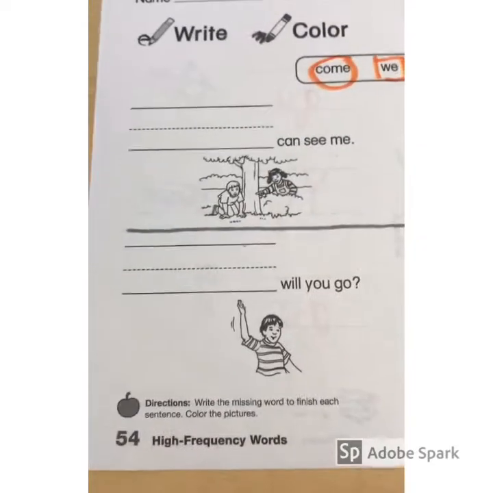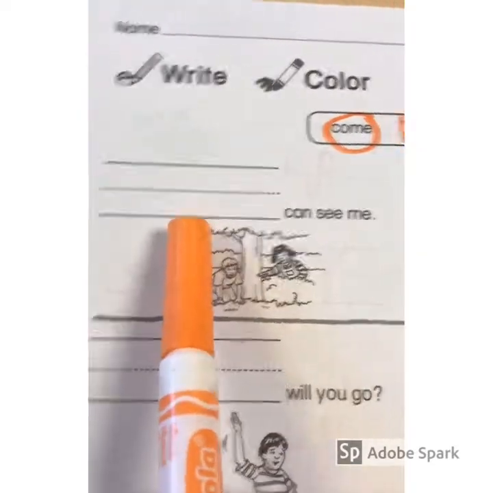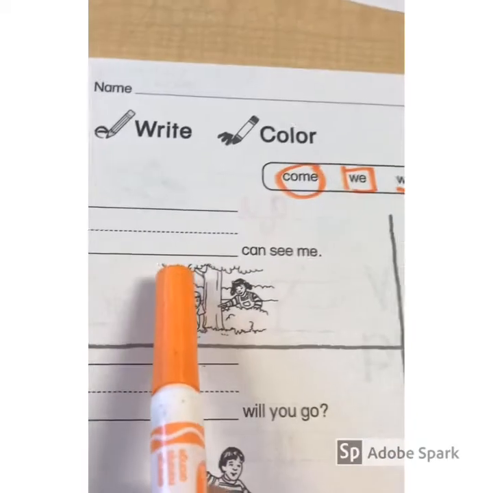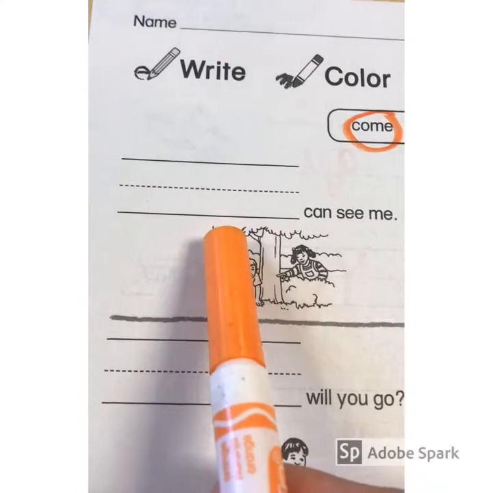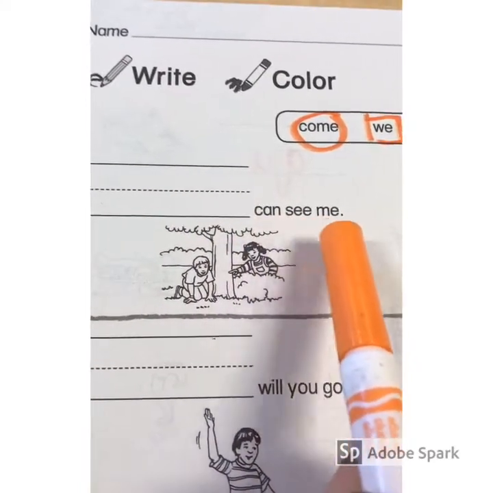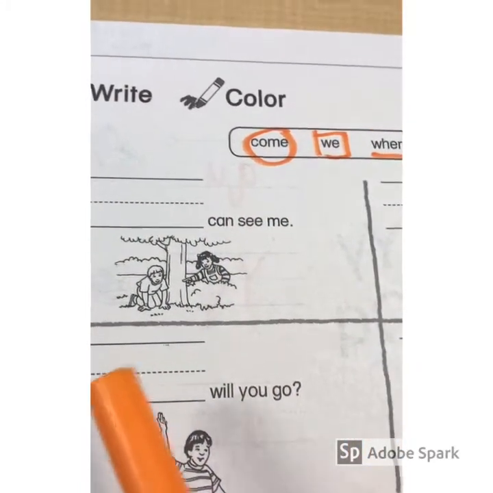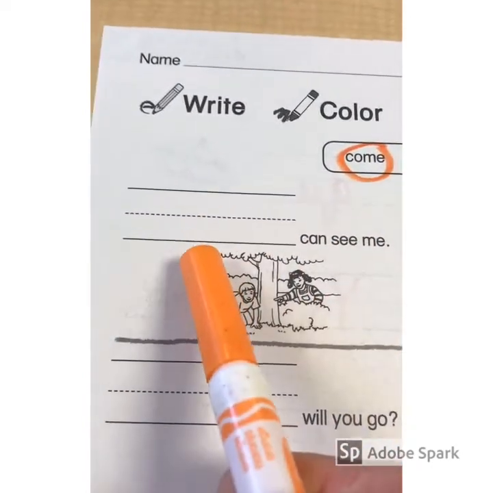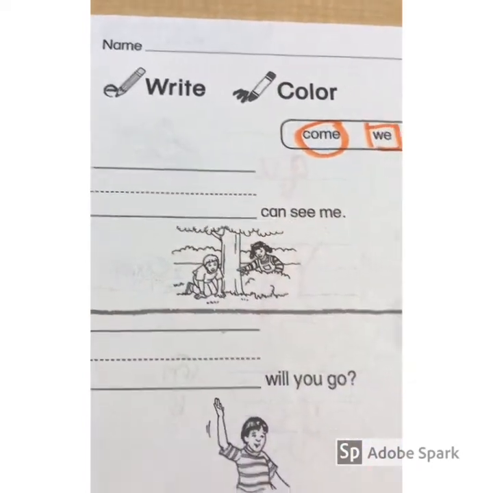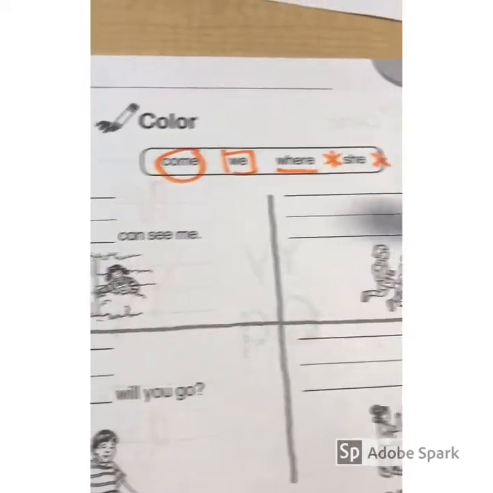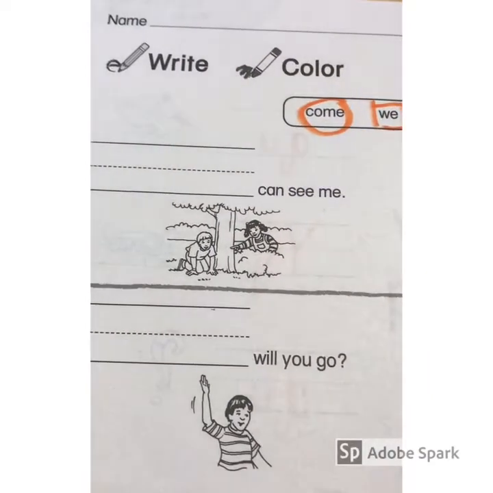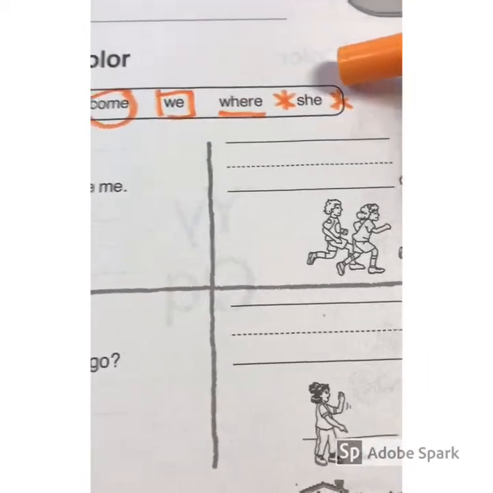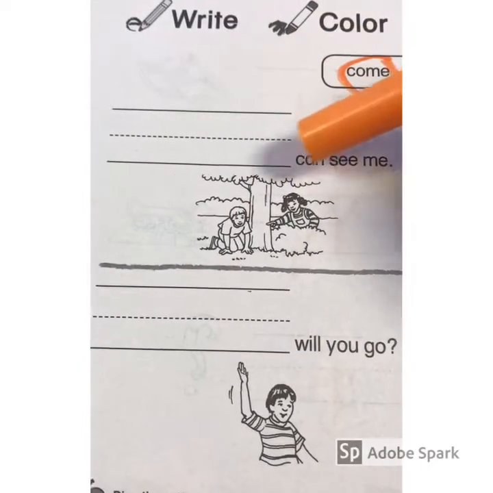Our first sentence starts with a blank right away, so one of these words is going to go right away into the sentence. So let's try the word come first. Ready? Come can see me. Nope, that doesn't really make sense. How about the word we? We can see me. Nope, that doesn't really work either. How about the word where? Where can see me? Nope, I don't think so. Let's try the word she. She can see me. Yep, I think that one fits the best out of all of them.